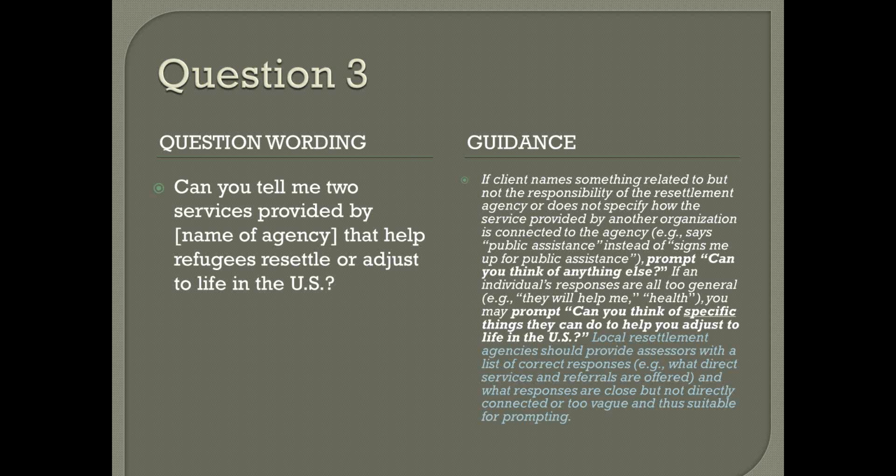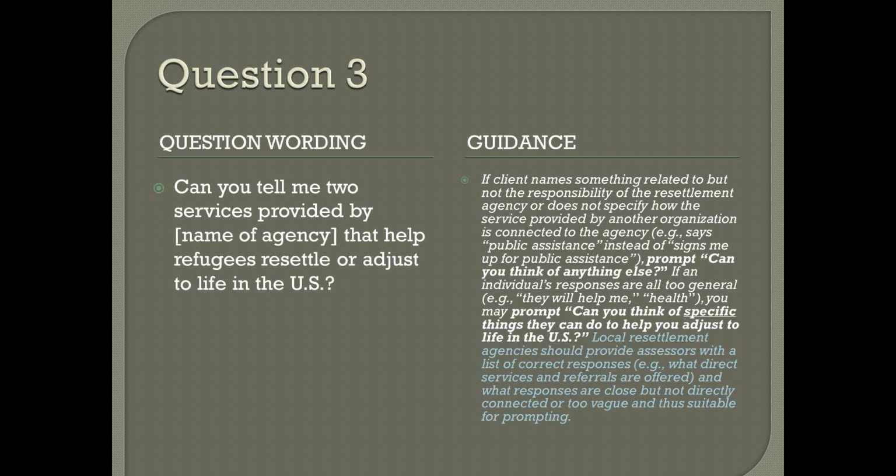Now, I also have the guidance written up here as well, so I'm going to read that, so bear with me. If a client names something related to, but not the responsibility of, the resettlement agency, or does not specify how the service provided by another organization is connected to the agency, for example, if they say public assistance instead of signs me up for public assistance, prompt, can you think of anything else? If an individual's responses are all too general, they will help me, you may prompt, can you think of specific things they can do to help you adjust to life in the U.S.?